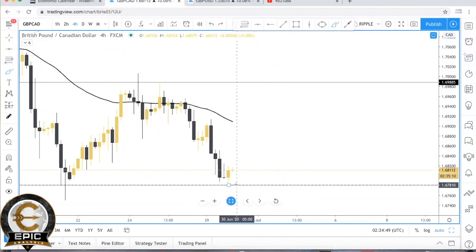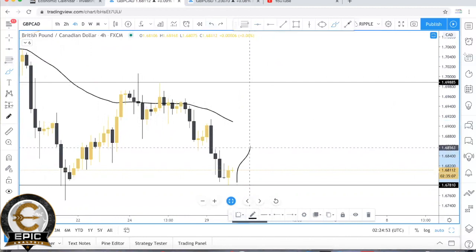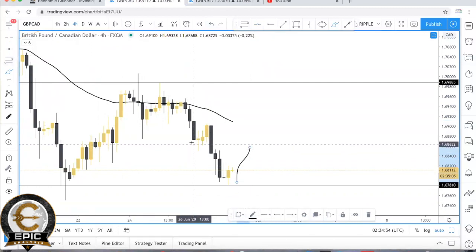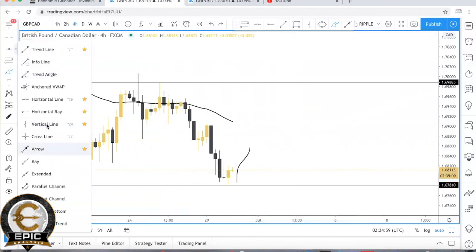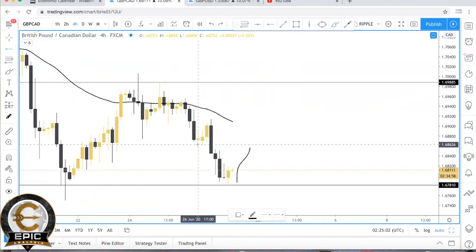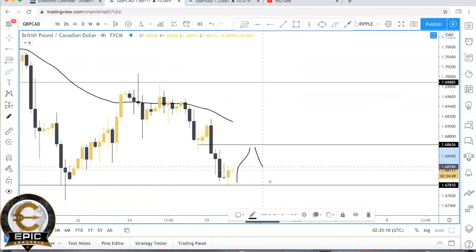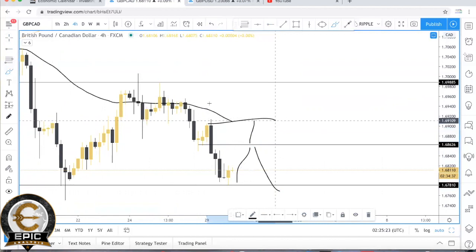All right, so 1.685, I will look for it to come here first because we have this resistance. We have resistance here, so that would be the first level. If we start to see the market slow down and get bearish reversals here, I'll look for the sells back down to the downside. If we break through this level with clear bullish momentum, then overall we'll look for the market to come up to this next level, which would be right around here.